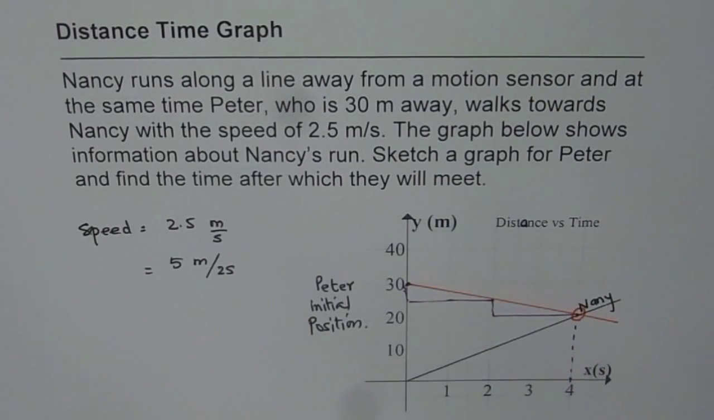From the graph you can also read how much distance they will cover, right? So Peter will cover a distance of 10 meters and Nancy will cover a distance of 20 meters. I hope that helps. Thank you.